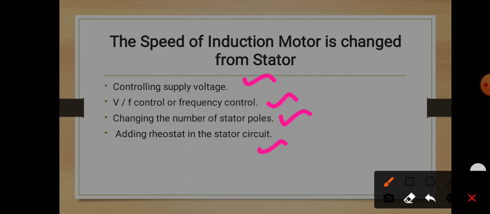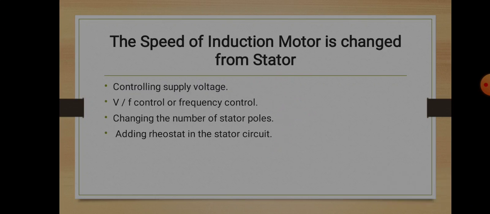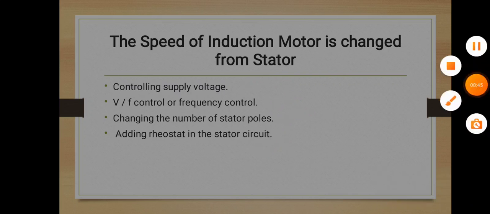The next one is adding a rheostat in the stator circuit. Before the supply voltage is given to each phase of the induction motor, each phase is connected with a rheostat. By varying that rheostat value, the voltage of the supply can be varied, and therefore the induction motor speed can be controlled. So these are some techniques in speed control of the induction motor from the stator side.